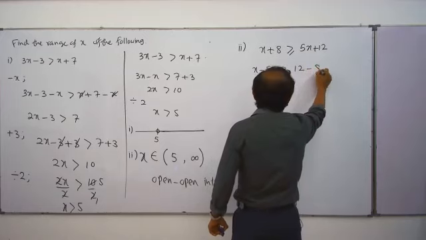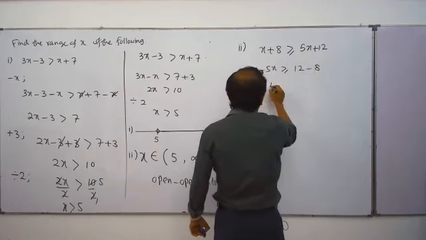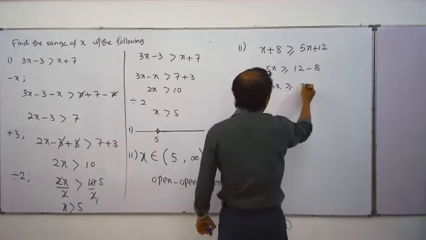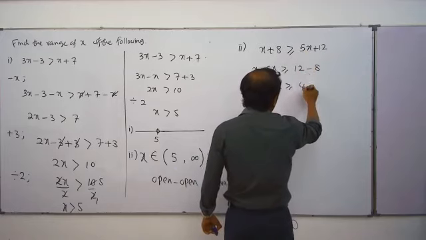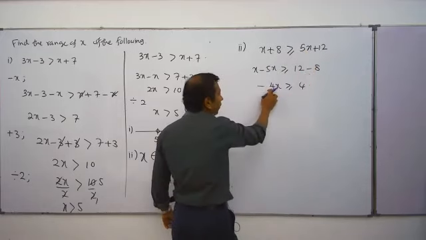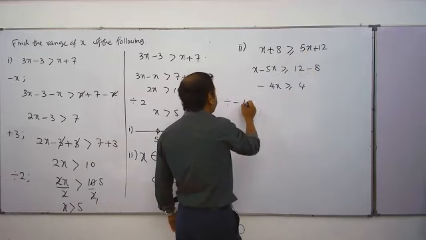We will minus 8. Take this, fine. Here, minus 4x. Here, we will get 4. Now to find this x, we have to eliminate this minus 4. Divide by minus 4.